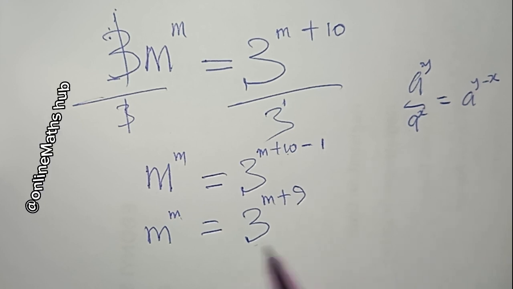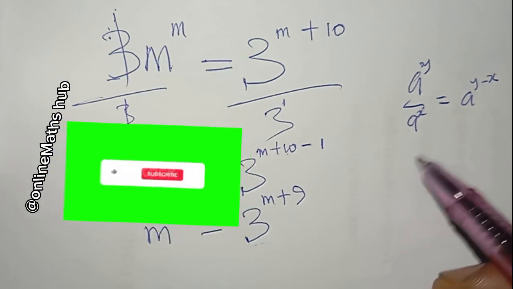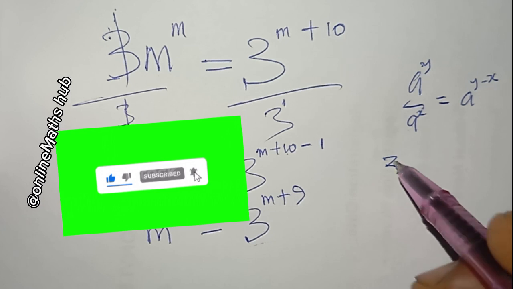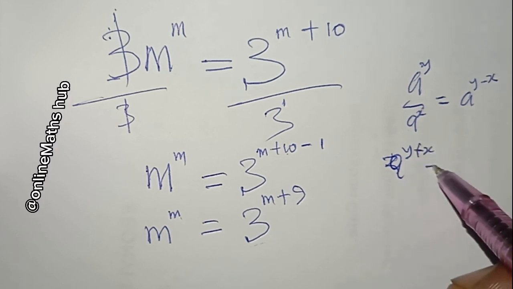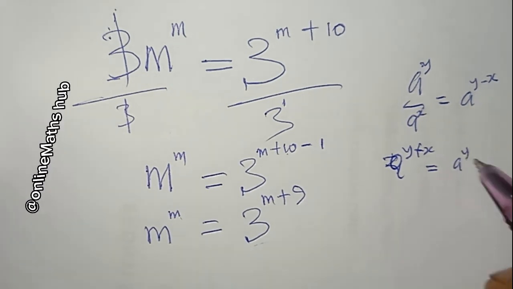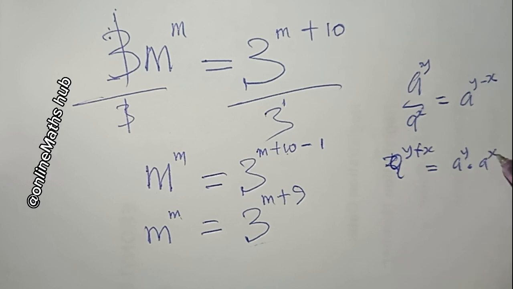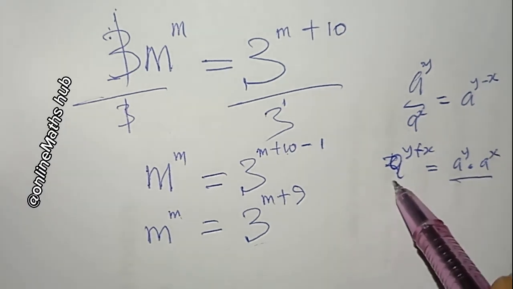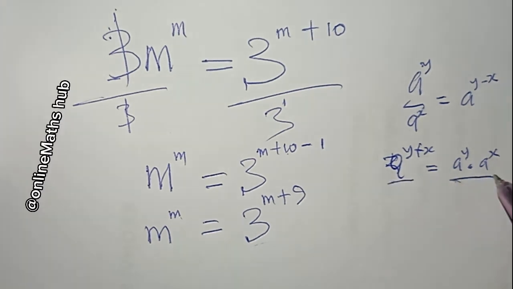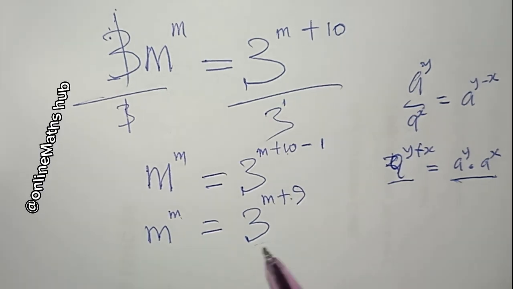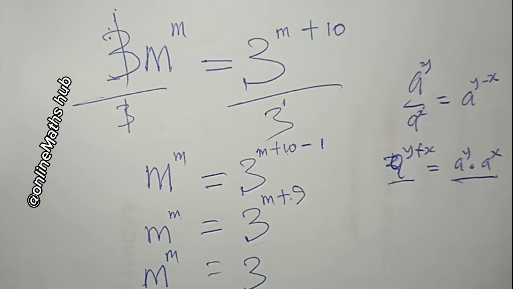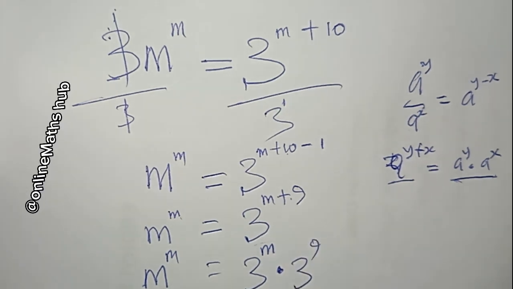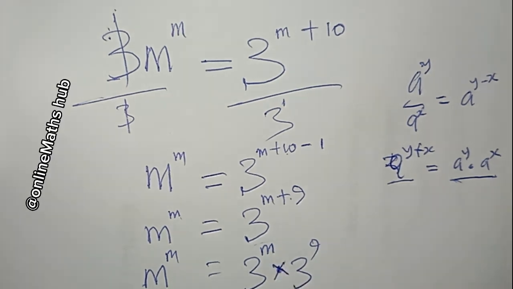And then the next thing I want to do is actually to simplify this. And of course, you remember again that one of the rules of indices basically says that if you have, let's say, a power y plus x, you can actually expand this to be a power y and then multiplied by a power x. Of course, when you have this, you can expand it to be this, and when you also have this, you can also simplify it to be this one. So since I have it in this format, I will want to change this to multiplication, so that what I will have on the right hand side will now be 3 power m, and then multiplied by 3 power 9. So let me put this multiplication right here.